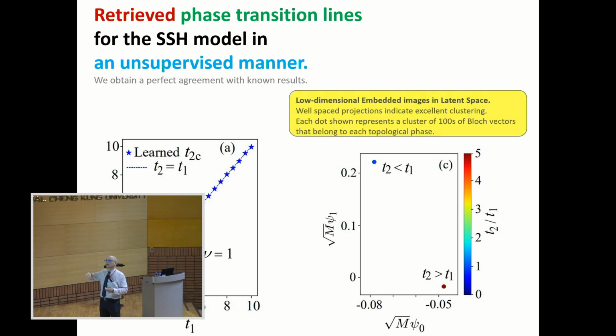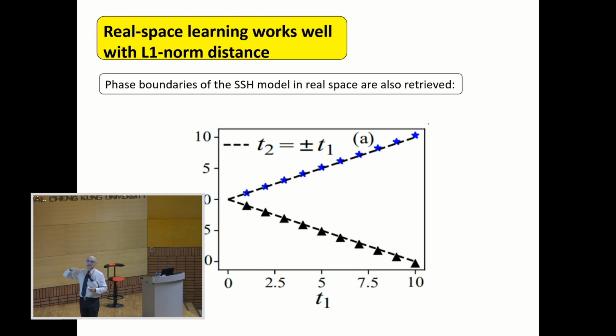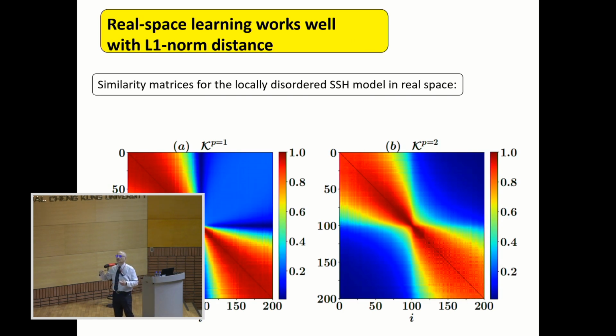And if you do the low dimensional embedding images, phase space projection, again, each dot is a cluster of hundreds of Bloch vectors that belong to each topological phase. This can be done in real space, but you have a different norm distance. It's a different way to measure distance in phase space. So the phase boundaries of this Su-Schrieffer-Heeger model in real space can also be retrieved.